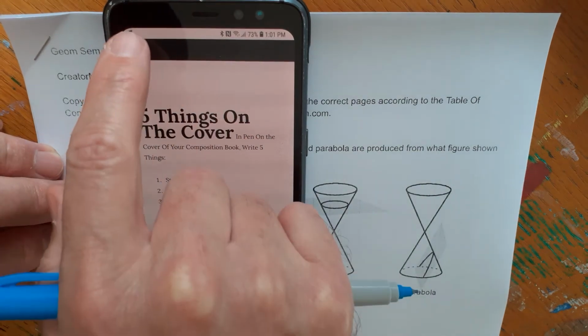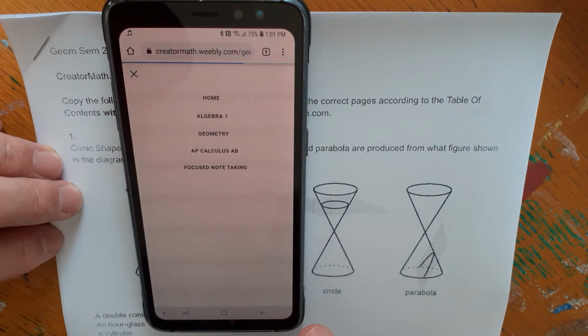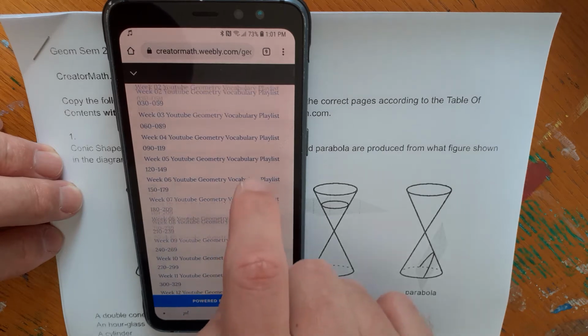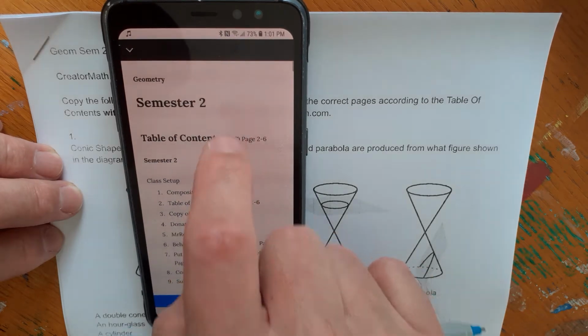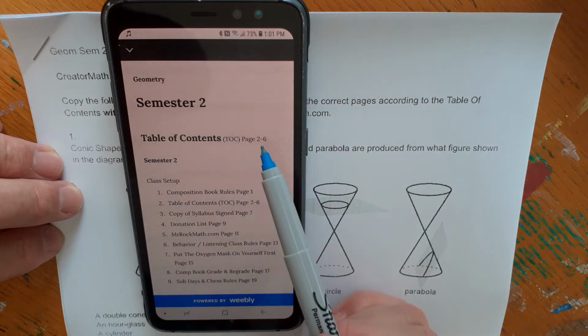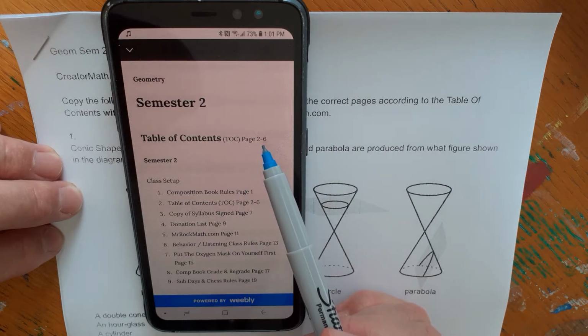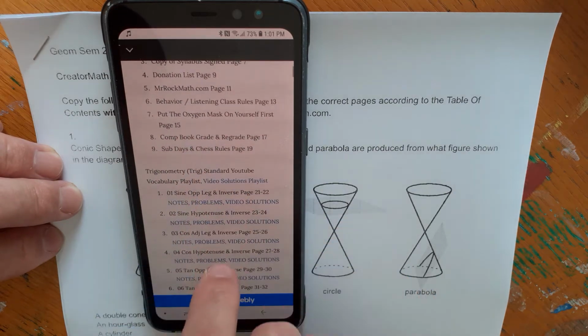Let's go straight to the Geometry tab, because that's where the notes are we're looking at right now. Pass by the vocabulary stuff, which shows up first. Get to Geometry, Semester 2, Table of Contents. This, by the way, is all to be written onto pages 2 through 6 of your composition book. Each one of these is a unit.